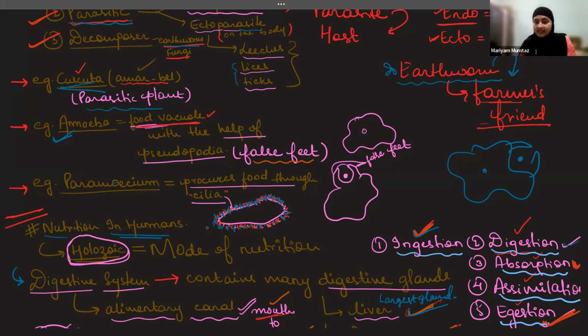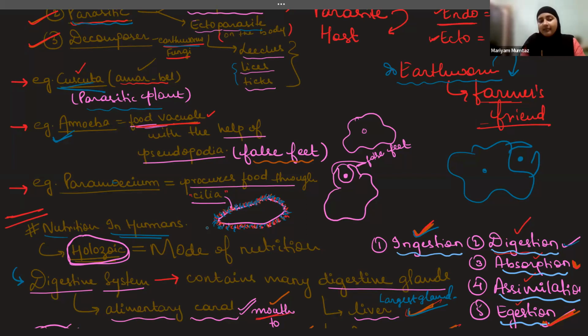Whenever the food comes in its vicinity, the amoeba draws its false feet, known as pseudopodia. For example, if the food is here, it would draw its false feet like this and take the food inside. It forms a food vacuole. Since it is not synthesizing its own food, it is heterotrophic.